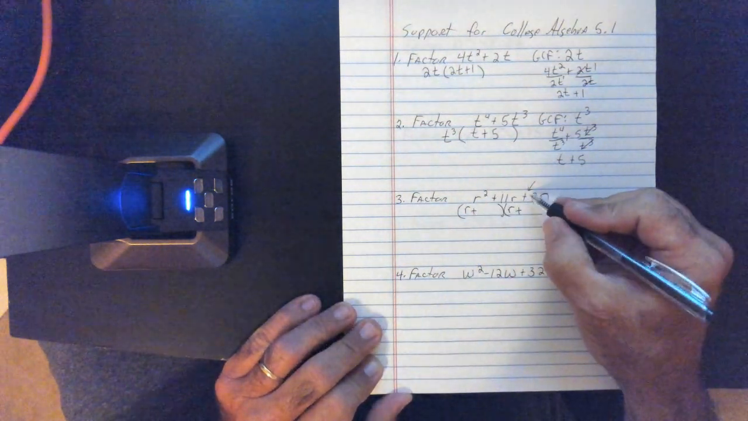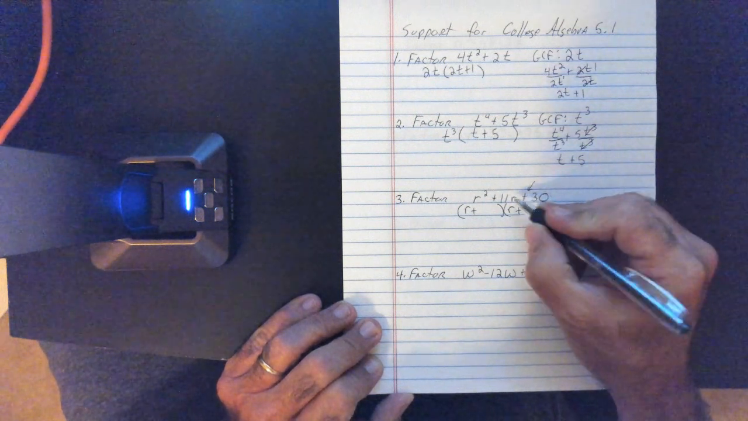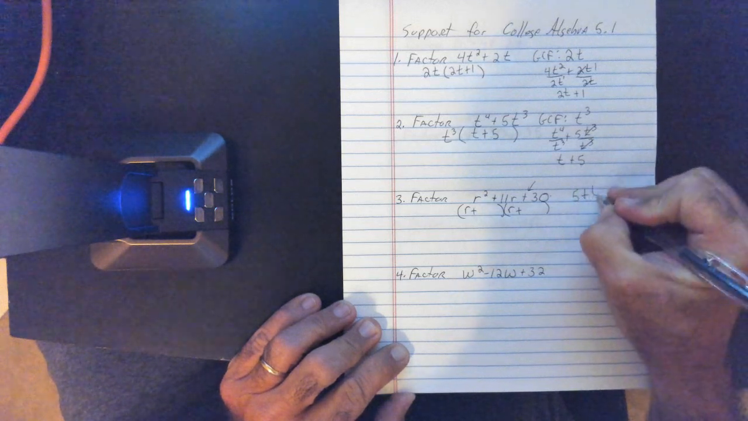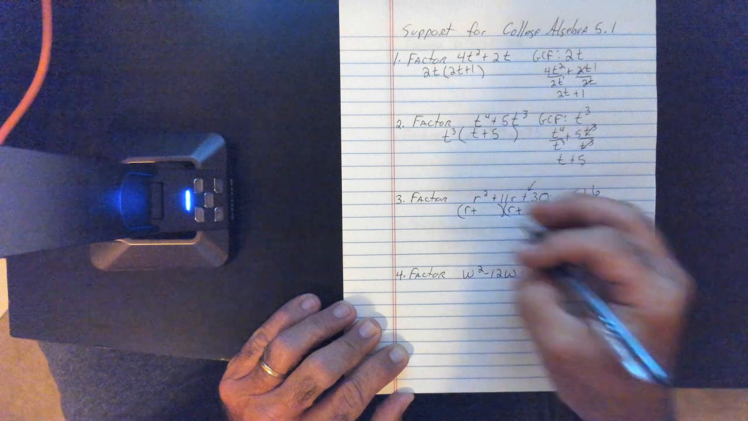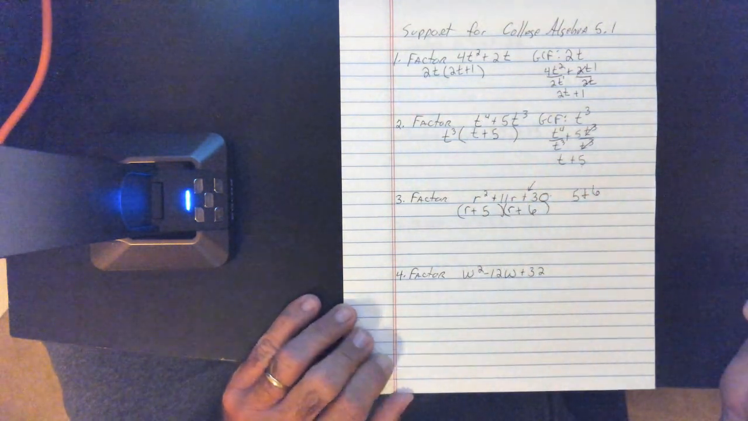Now, I'm going to find factors of 30 that'll add to give me 11. Those numbers would be 5 and 6. They multiply to get 30, but they add to get that 11. And since they're both positive, I can just put them in whatever order I want. And then we are done.